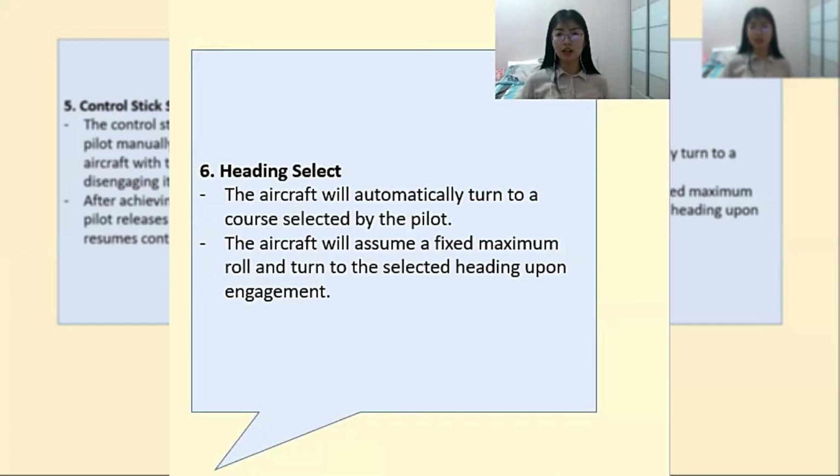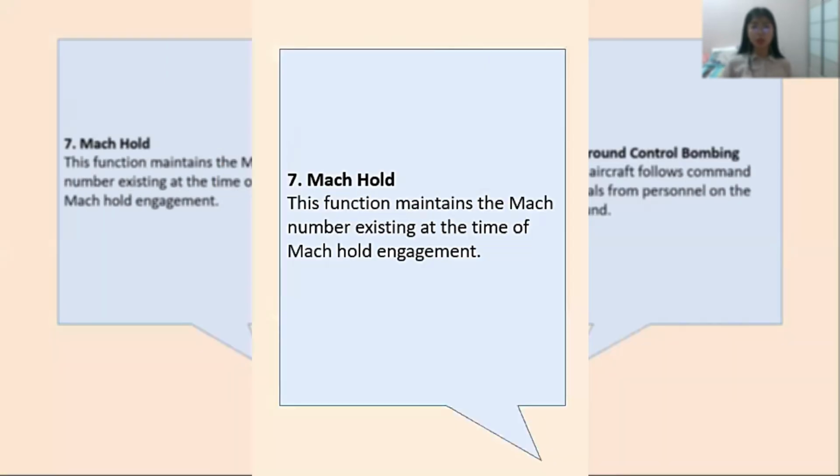Heading select. The aircraft will automatically turn to a course selected by the pilot. The aircraft will assume a fixed maximum roll and turn to the selected heading upon engagement. Mach hold. This function maintains the Mach number existing at the time of Mach hold engagement.